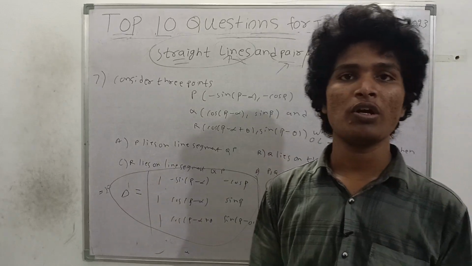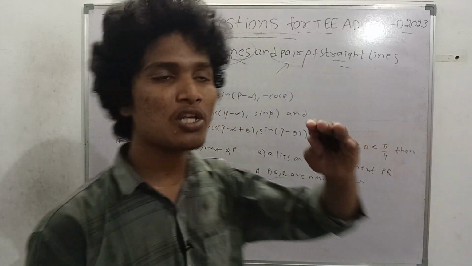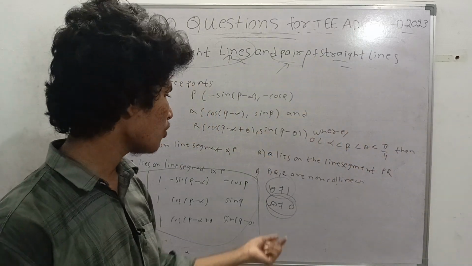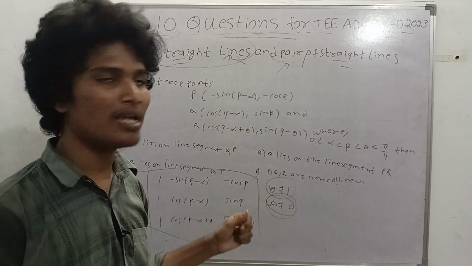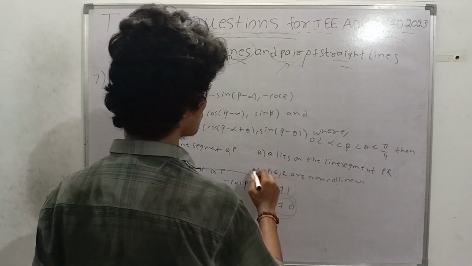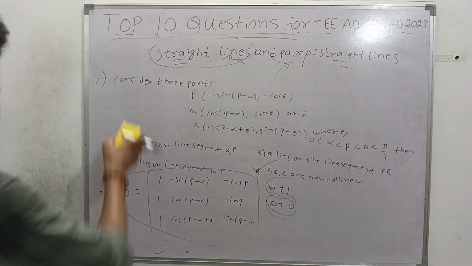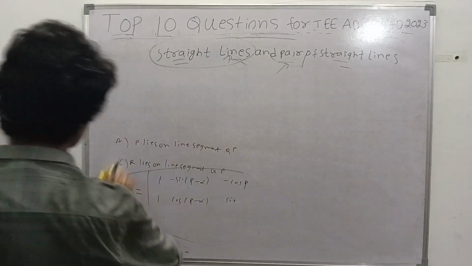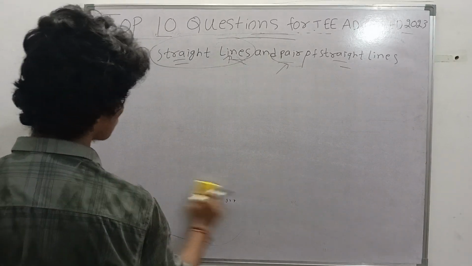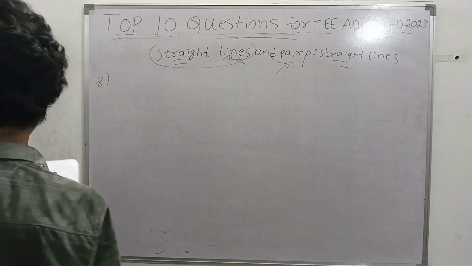Delta equal to 0 represents the 0 area of the triangle. So the area will be 0 when the points are collinear. So now here delta is not equal to 0, so it has some area. So P, Q, R points are non-collinear. Like this you have to solve. The 7th question is completed. Now 8th question.